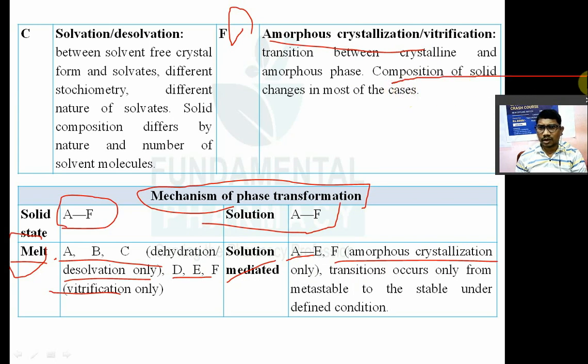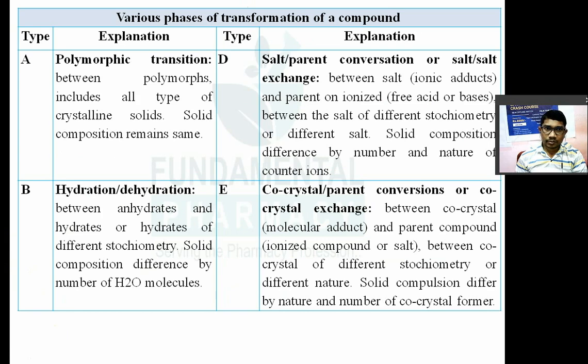Composition of solid again यहाँ पे change होगा. Changes in the most of the cases. So these are the different phases of transformation. Phase A, B, C, D, E and F. So याद रखना है ये phase. So amorphous crystalline transition किस में होता है? Phase F में होता है, याद रखना. Phase F, ठीक है. एक बार रिवाइज करो फिर से.